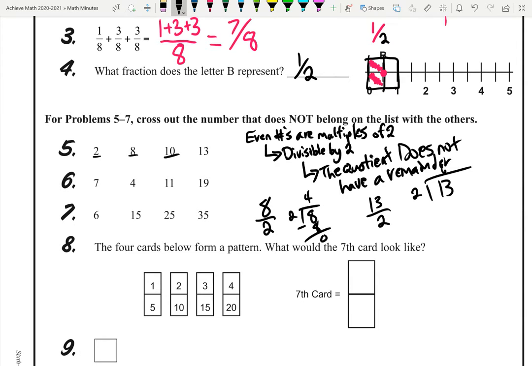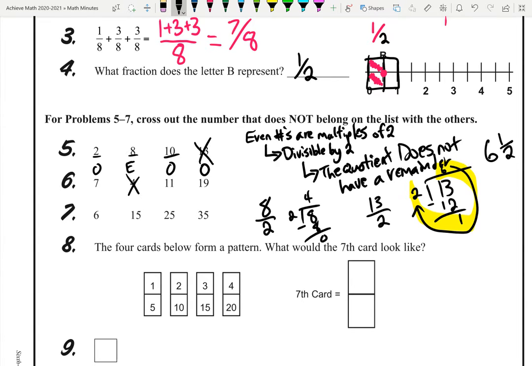13 goes into 12 6 times. Go around the world. So it starts at 6, then it goes to 1, then it goes to 2. Notice how I use this arrow to help guide me. Remember, it's always clockwise. The quotient is 6 and 1/2. It has a remainder. Likewise, number 6, I'm going to scan it. Number 4 is the only even. 7 is odd, 11 is odd, 19 is odd.